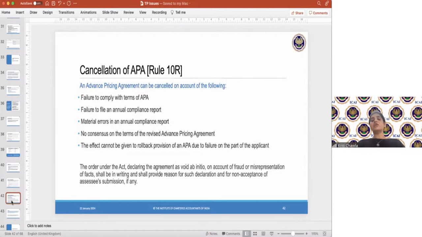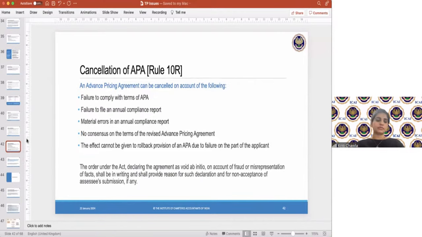Now there is rule 10R, which says that the APA can be cancelled also. If there are terms and conditions in the APA and there was failure to comply with those terms and conditions, or if you do not give the compliance report, or there are errors, or some failure on the part of the assessee. Meaning to say that you have to comply with those terms and conditions of the APA in a very strict manner. If you do not do that, or if there is some fraud or misrepresentation, then cancellation of the APA could actually happen.